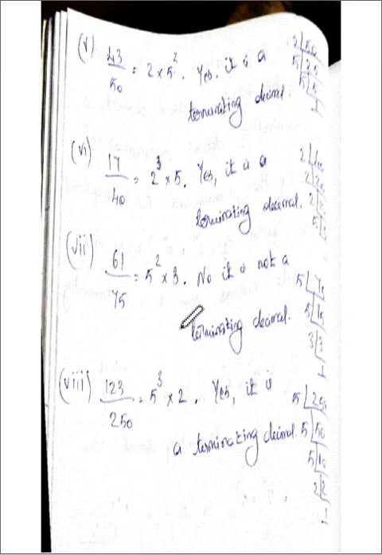Then the next one, for 75, we get factors 5 and 3. 3 is there, so it is not in the format of 2 to the power m into 5 to the power n. So it is not a terminating decimal. Again, the last one, we get the factors 5 to the power 3 into 2. So it is in the same format as 2 to the power m into 5 to the power n. So it is a terminating decimal. We'll go to the next chapter. Thank you.